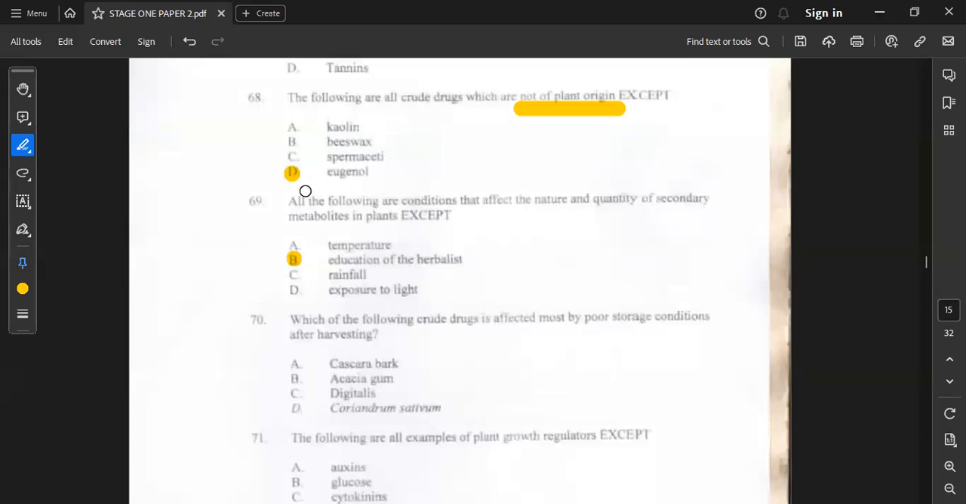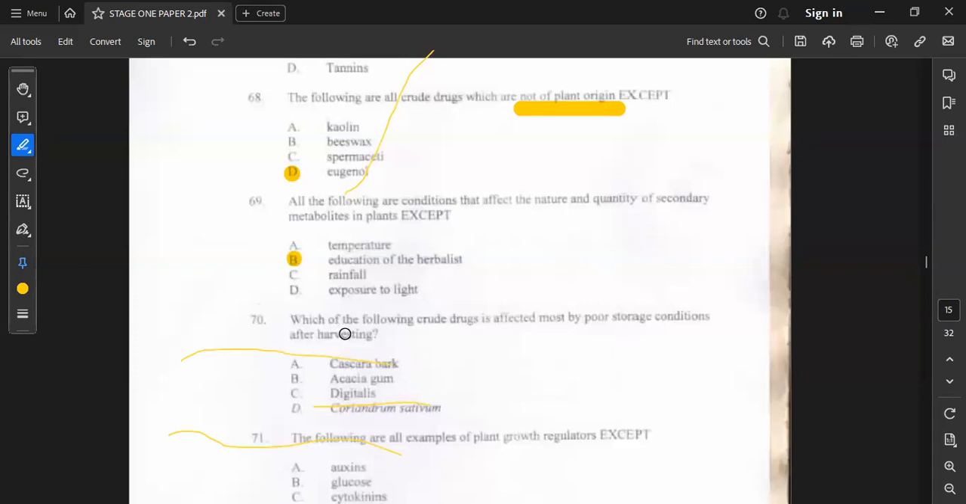It is a tricky question because they have said which are not of plant origin except, meaning they want us to give the one that is from plant origin. The other three, yes, are not plant origin, except eugenol. Yes, we should go with D. Yeah, so see, the beeswax is an animal origin, and spermaceti is also an animal origin, and eugenol is the only one that is a plant. So the answer is eugenol.